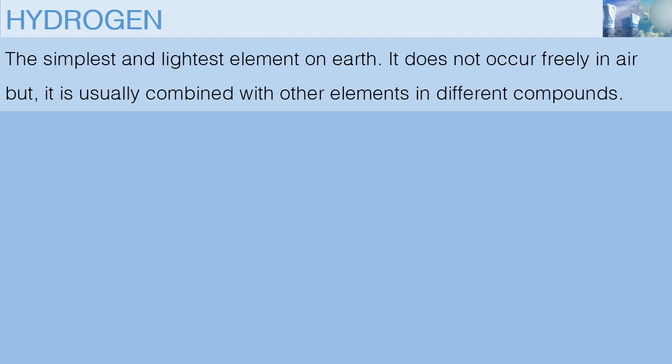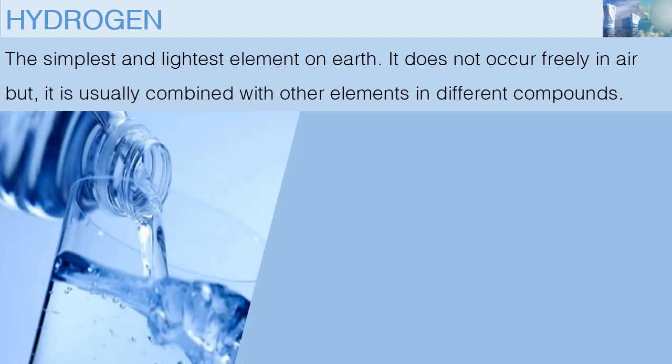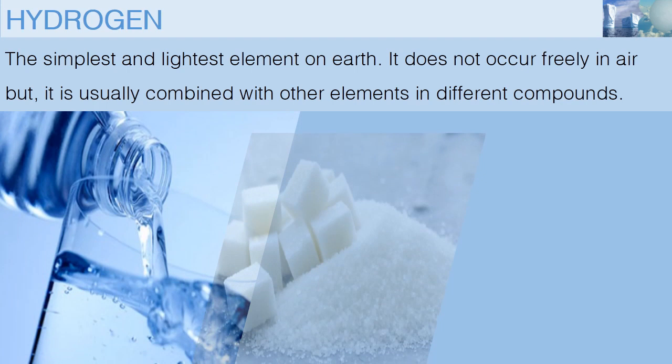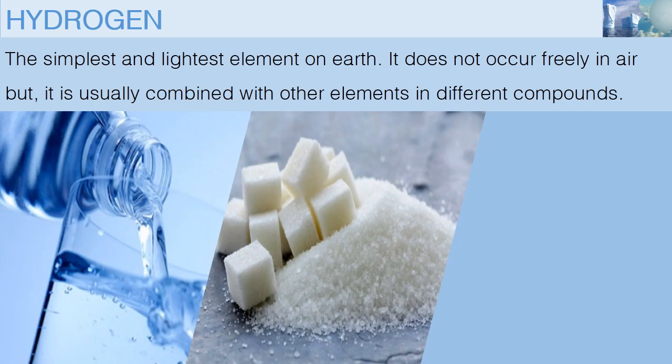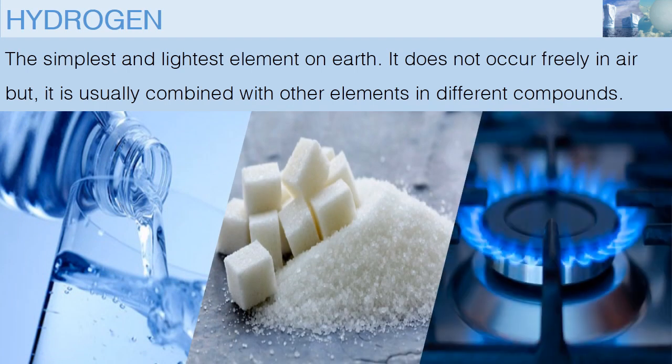Now, as you have seen, hydrogen is the simplest and lightest element on Earth. It does not occur freely, but it is usually found in combined form in compounds such as water, such as sugar. It is also found in methane gas that we use for cooking and as a laboratory gas. There are so many other compounds that we have not mentioned that also contain hydrogen. You will come to learn about them very soon.